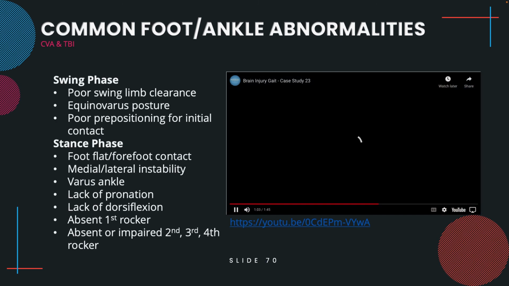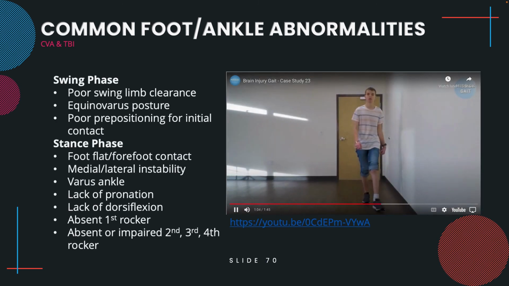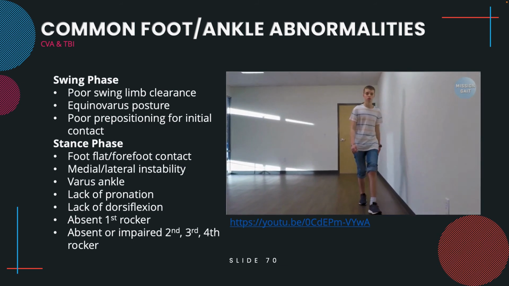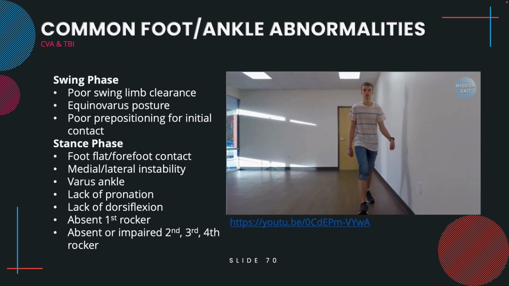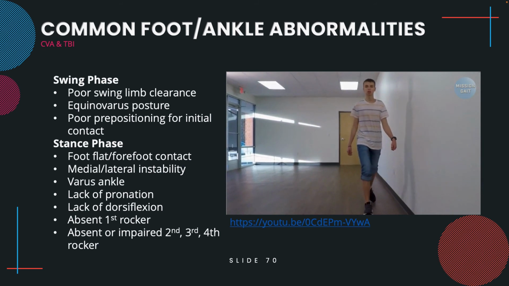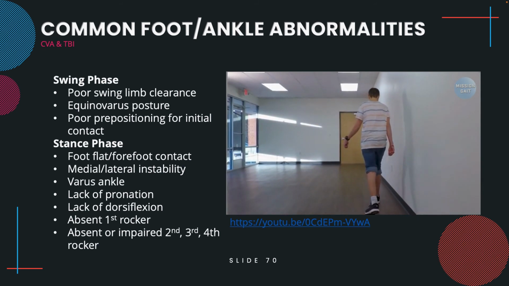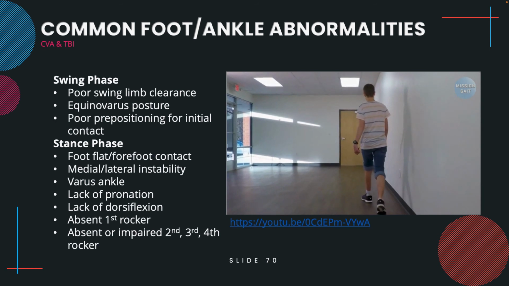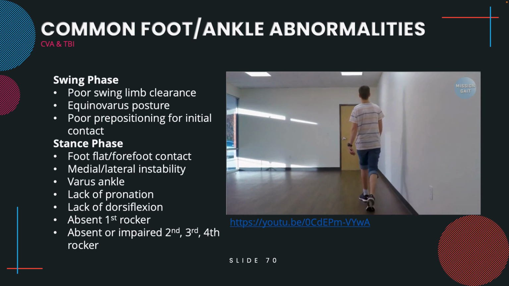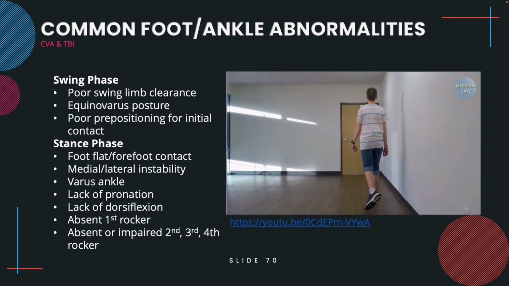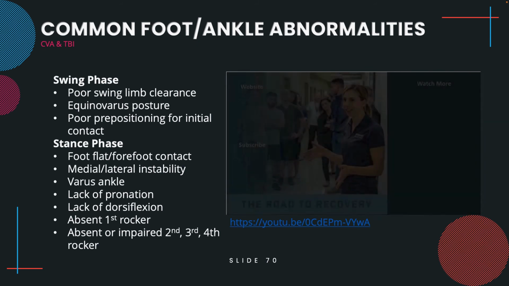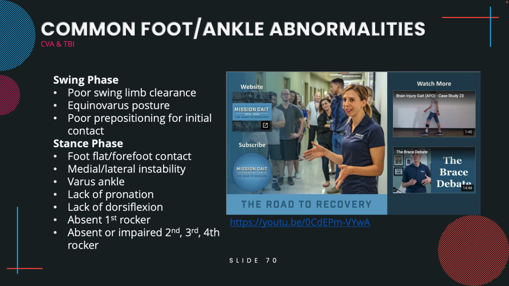Commonly at the ankle and foot for people that have a brain injury or stroke, during swing phase, we're going to see decreased swing limb advancement and an equinovarus posture where the ankle is plantar flexed and inverted, along with poor prepositioning for initial contact. And so then in the stance phase at the ankle and foot, commonly we'll see a foot flat or a forefoot contact, medial lateral ankle instability, a varus ankle, decreased pronation, a lack of dorsiflexion, and absent or impaired rockers.